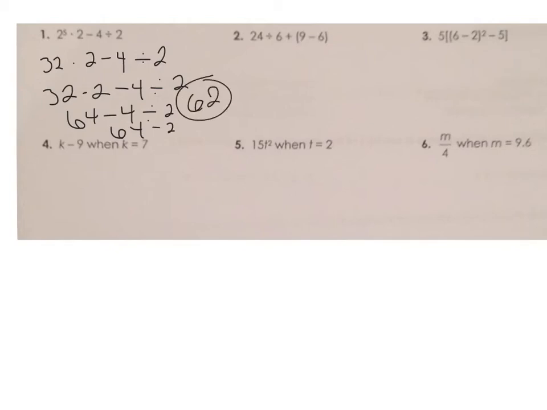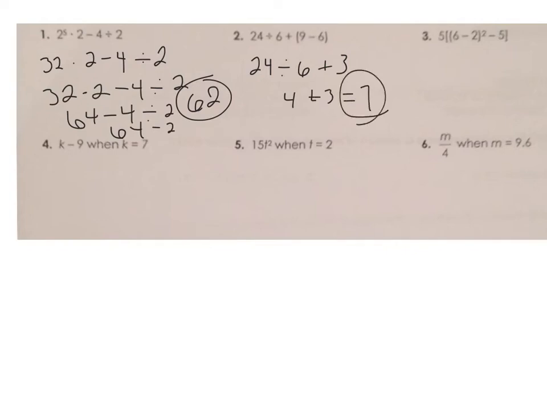Number 2, we have parentheses that we have to take care of. So 9 minus 6 is 3, so I get 24 divided by 6 plus 3. 24 divided by 6 is 4. I get 4 plus 3 is 7.